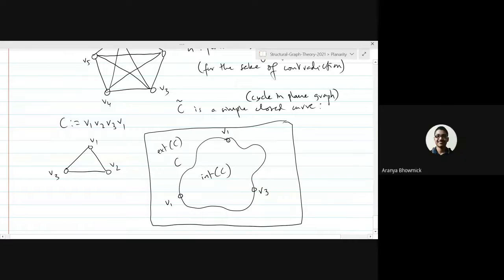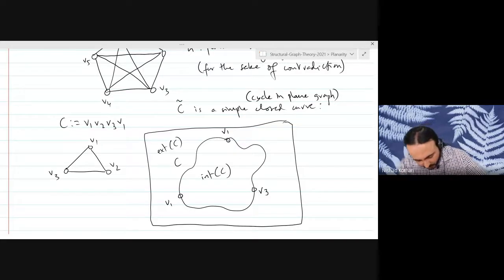Sir, I think you have written V1 twice on the boundary of the cycle C. Oh, sorry. Thanks. This should be V2. Thank you.